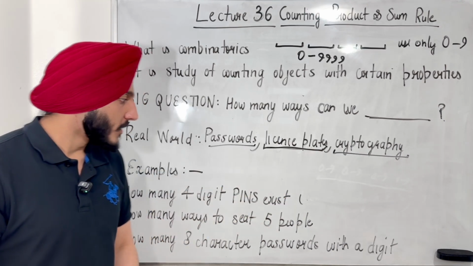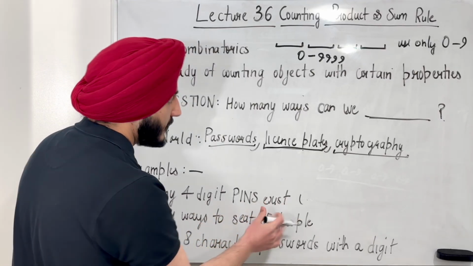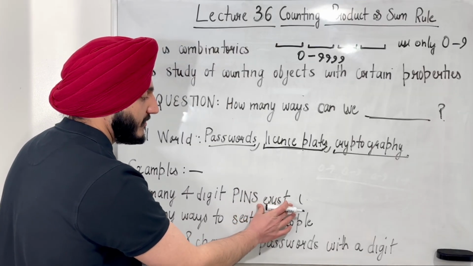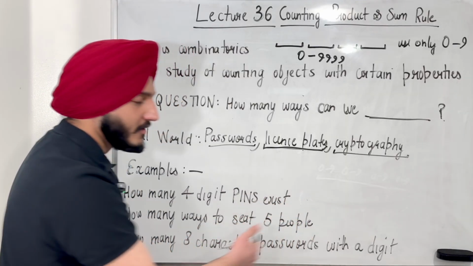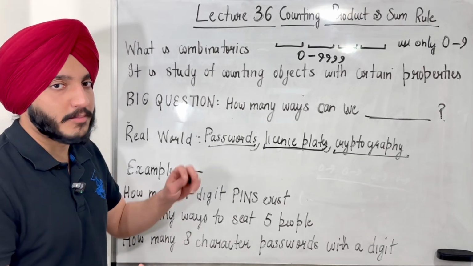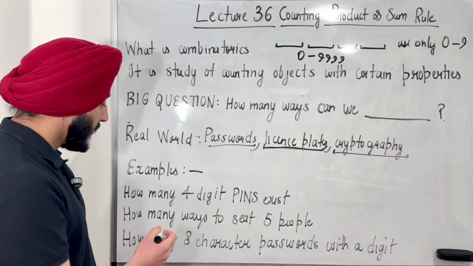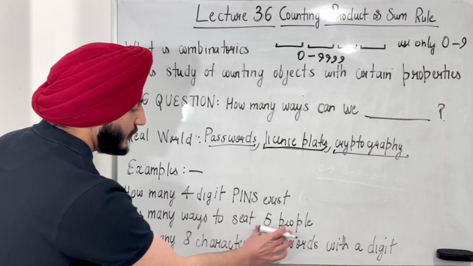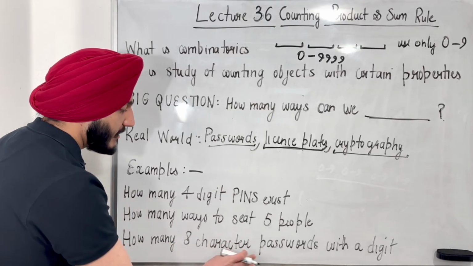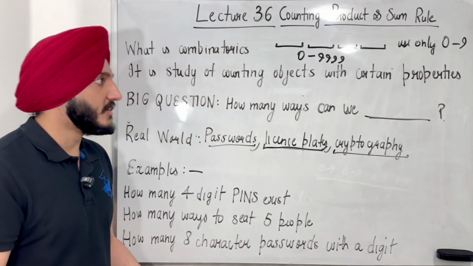Okay, so a few examples I've given over here. How many 4 digit pins exist, right? This is one of the examples. I'll not give the solution over here, but we will cover this in the next lecture, or I should say in the next part. So it will all start making sense, right? Next one is how many ways to seat 5 people? Like how many ways can you arrange 5 people? And how many 8-character passwords with a digit are possible, right? These are just some of the examples.